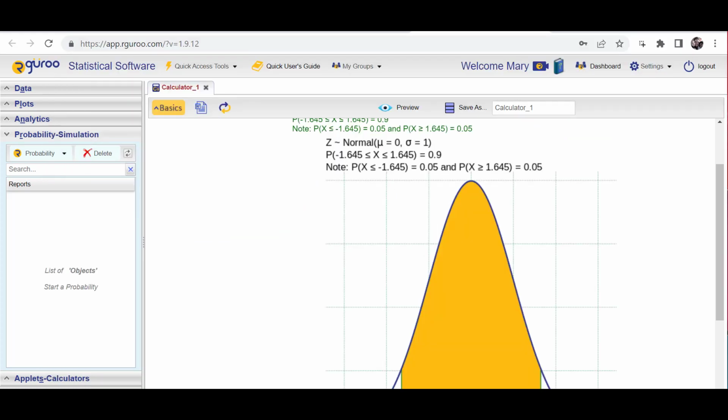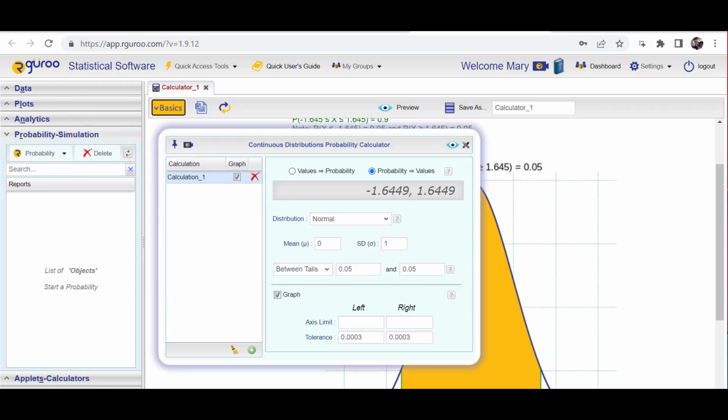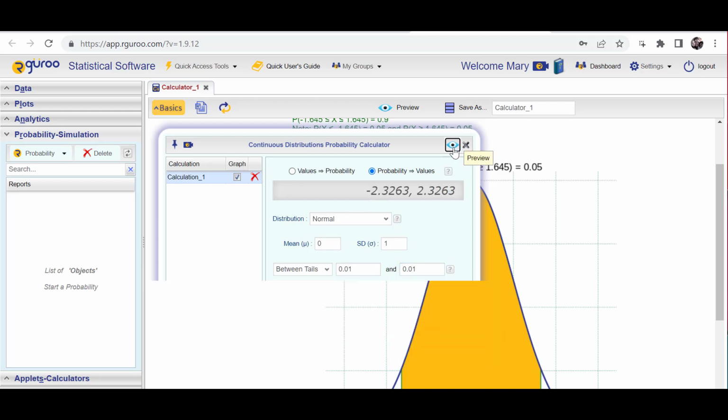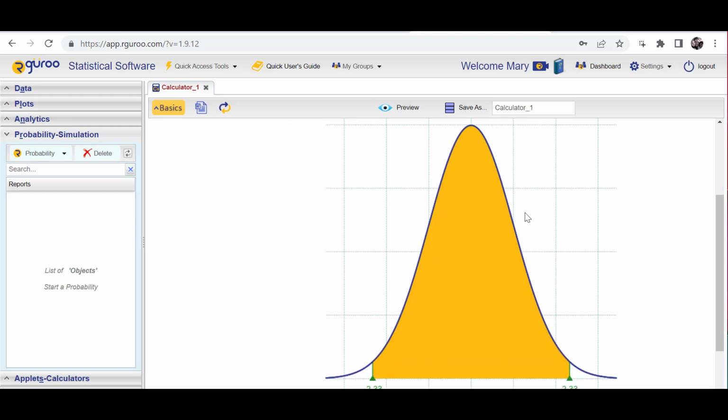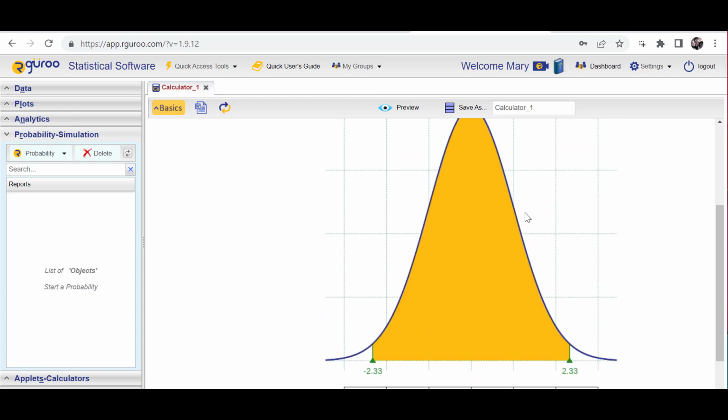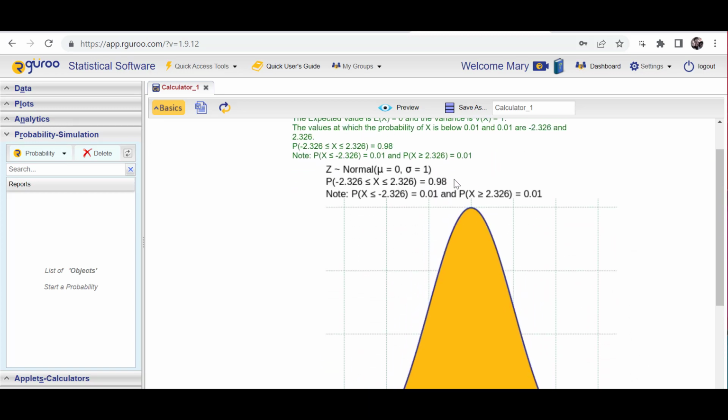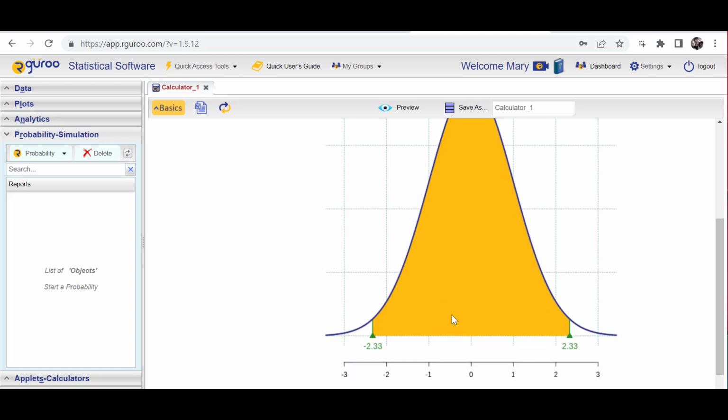So let's switch screens. I'm just going to go back to basics. And I'm going to switch the tails because everything else is the same. And it looks like we get, it says 2.33 here, but again, I want to go out 3 decimal places, so I'm looking up here, 2.326, negative and positive. So again, these boundaries are 2.326 standard deviations above and below the mean.